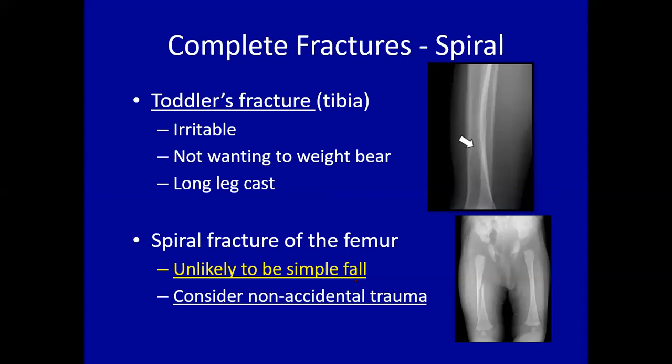Other complete fractures, here's a spiral fracture. This is on a toddler. You can get these toddler's fractures because they're bumbling around and falling and doing dorky stuff all the time. And they're basically just a spiral fracture of the tibia. They can be irritable. They may not want to bear weight. You're going to have to put them in a long leg cast.